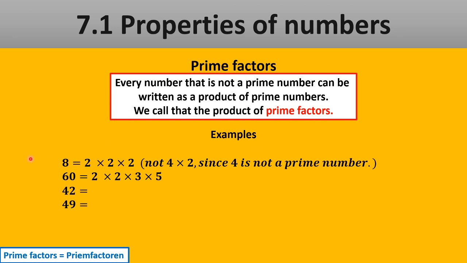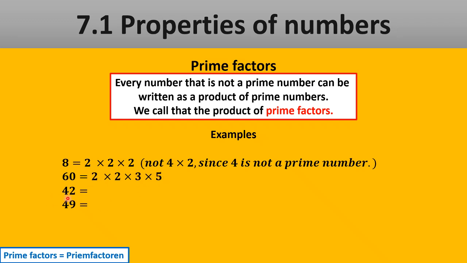So for example, 8 is not a prime number, and it can be written as a product of prime numbers: 2 times 2 times 2. Not 4 times 2, because 4 is not a prime number, right? If I'm going to write it as prime factors, I want to be able to write it in only prime numbers times each other. 2 times 2 times 2. 60, not a prime number, can be written as 2, a prime number, times 2, a prime number, times 3, which is a prime number, and 5 as well. So this is called the prime factors of 60.